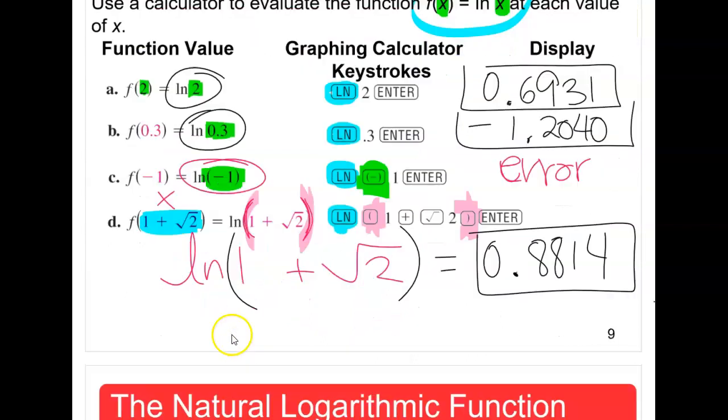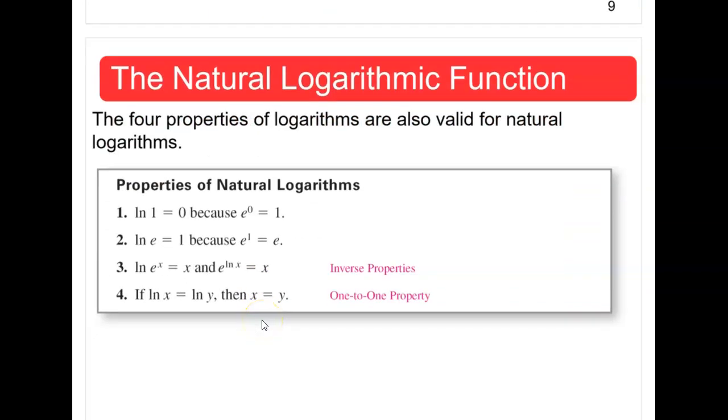Okay, so we're almost done here, and let's review the properties that we studied previously. But in this case, it's going to be with the natural log. So you could see that for all of them, it does say ln, ln, ln, ln, right?